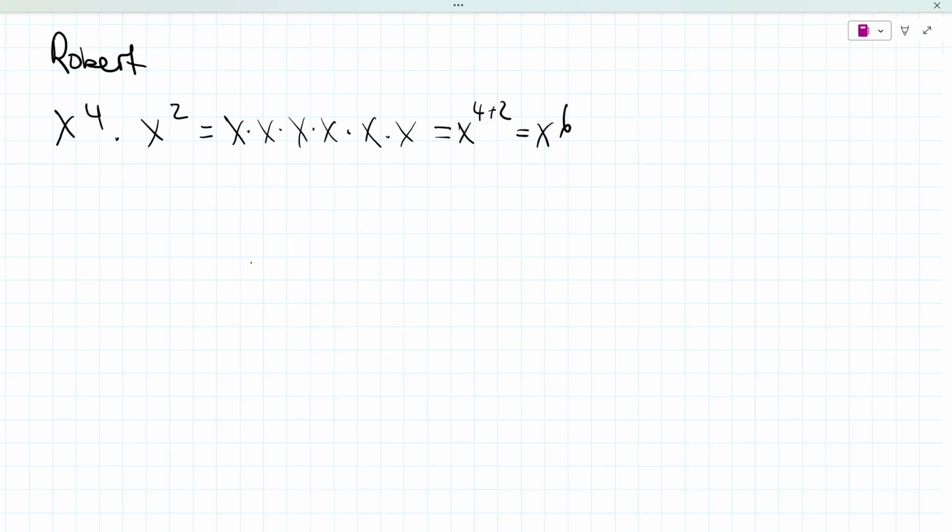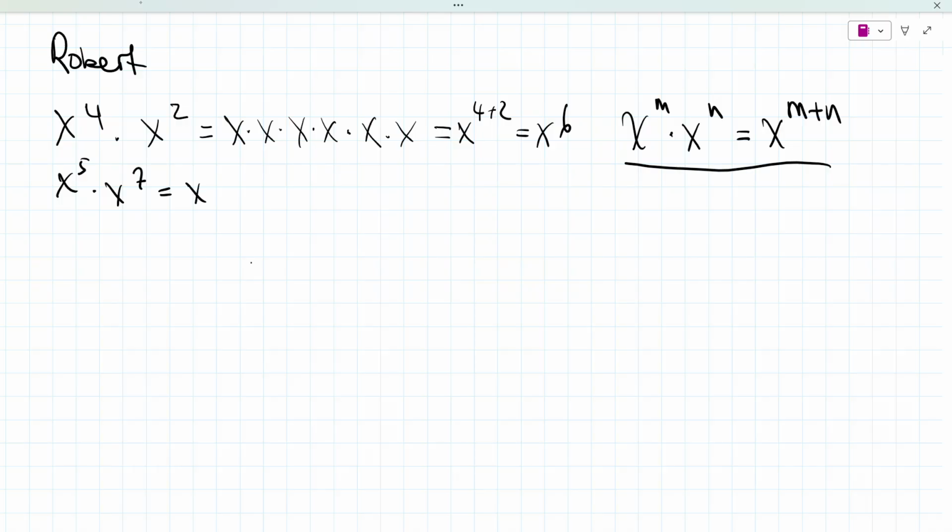right? So generally speaking, if you have two numbers, x to the power m multiplied by x to the power n, this gives us the final answer as x to the power m plus n. So that's what you have to keep in mind while you're solving these numbers. So let's look at another practical example. If you had x to the power 5 multiplied by x to the power 7, this will equal x to the power 5 plus 7, and this will end up being x to the power 12, and that would be your final answer.